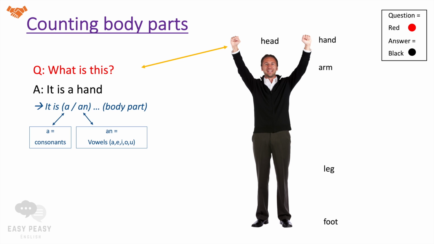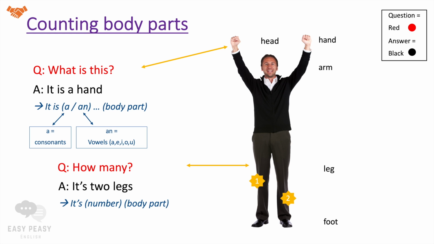Great. So let's move on to the next question. How many? You try. How many? Answer. It's 2 legs. So here we'd use it or it is, and then the number, which is 2, and then the body part, which is legs. How many? It's 2 legs. Excellent.